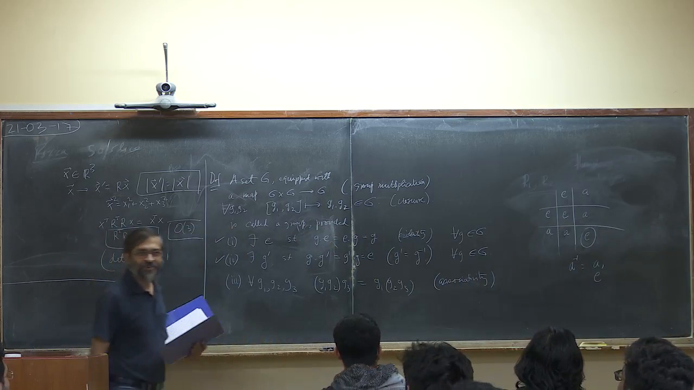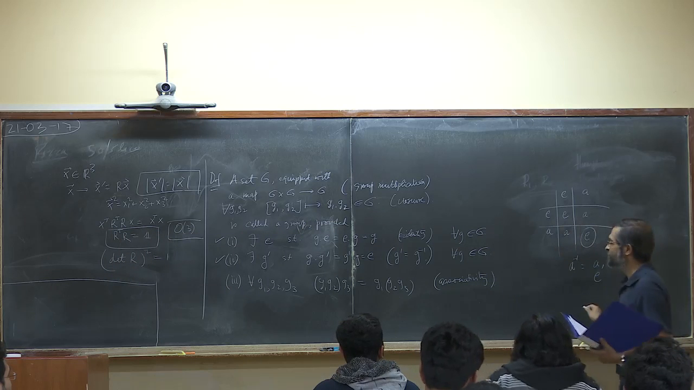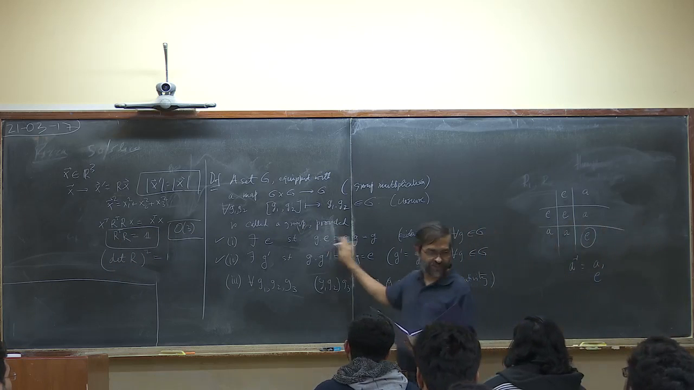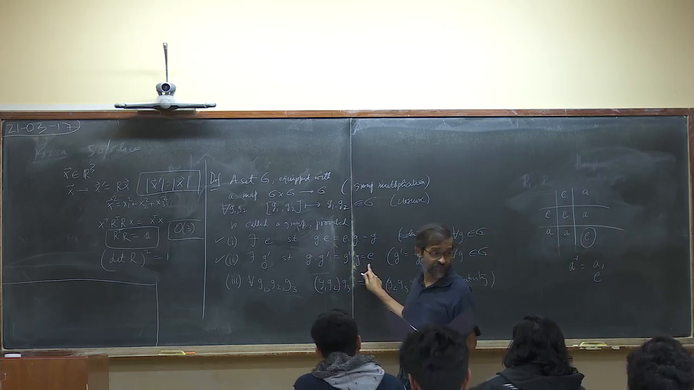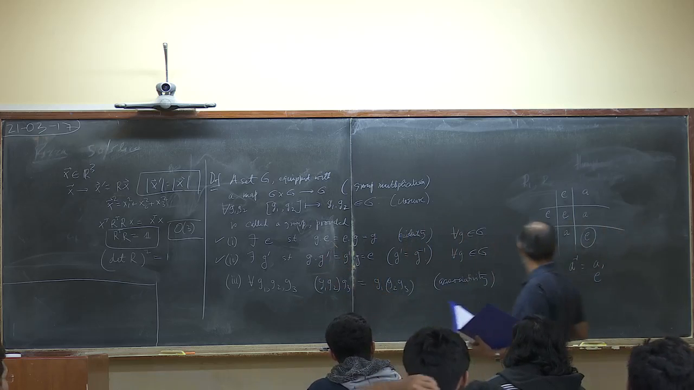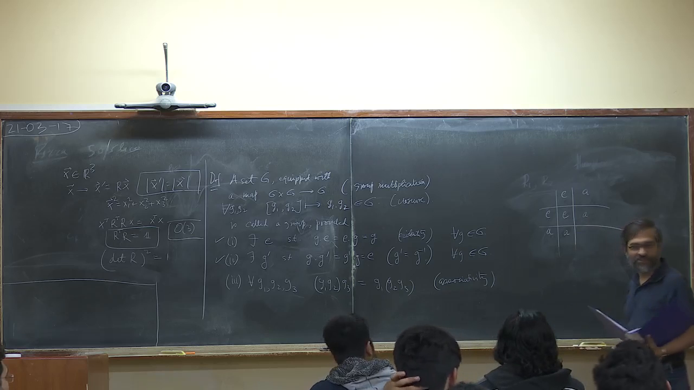Then A itself will be E, and then it will be... This will not satisfy this one. If A inverse is E, then clearly it doesn't work. So this was easy.